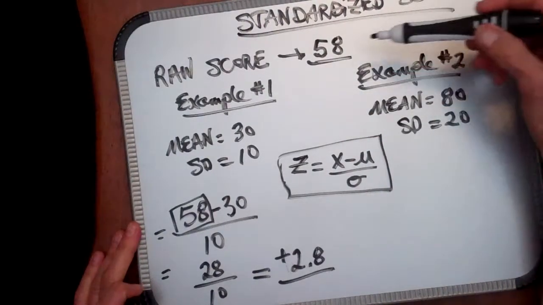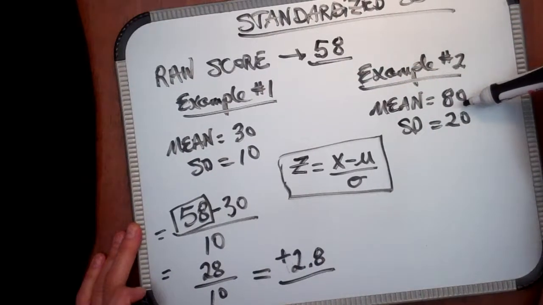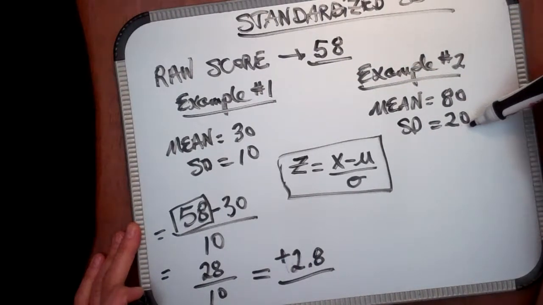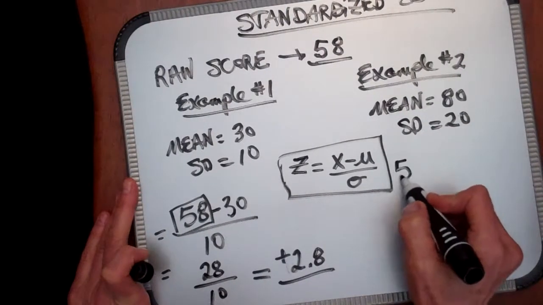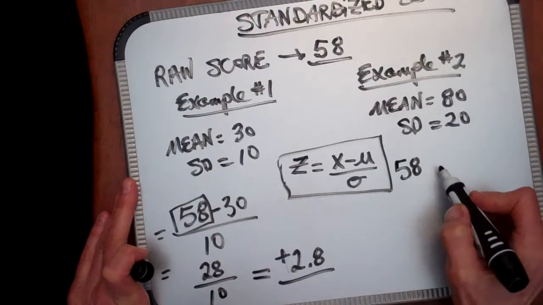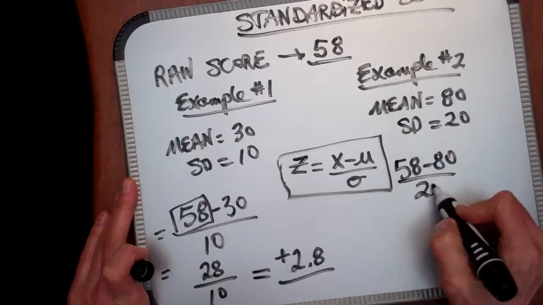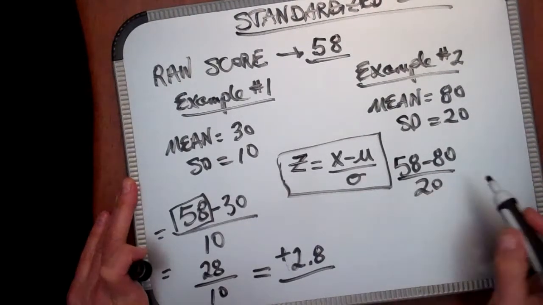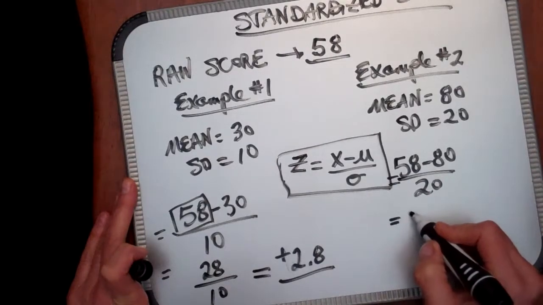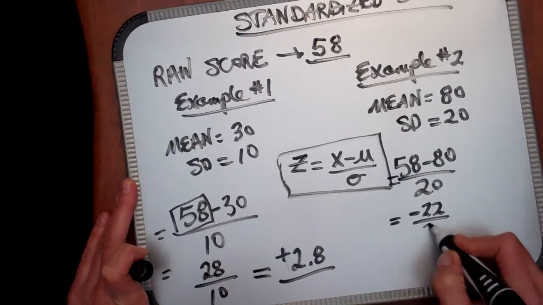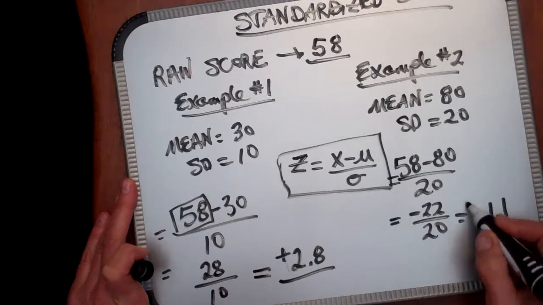Let's say instead that this raw score of 58 came from a distribution of scores that had a mean of 80 and a standard deviation of 20. Well, in that case, using the same formula, we take 58 minus 80 divided by 20, which equals minus 22 divided by 20, which equals minus 1.1.